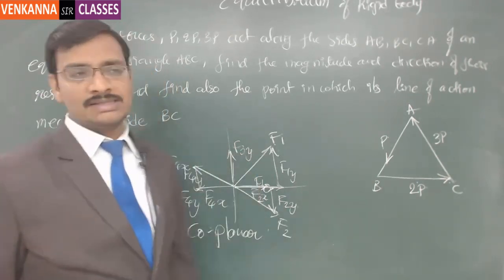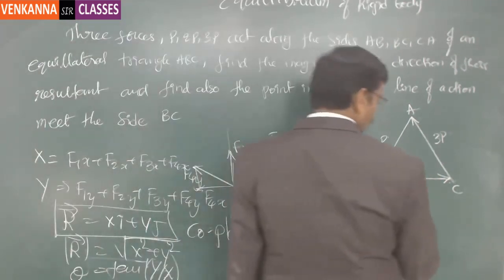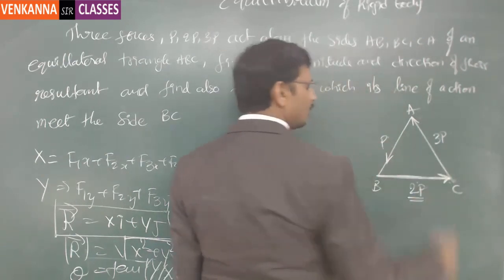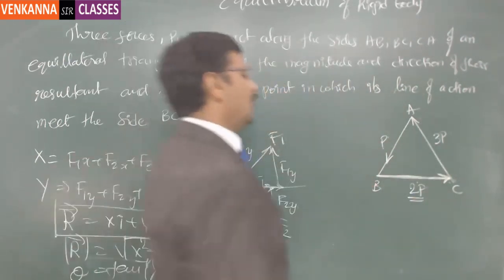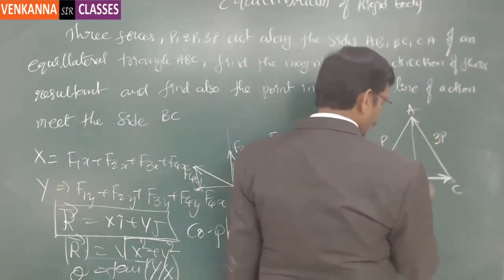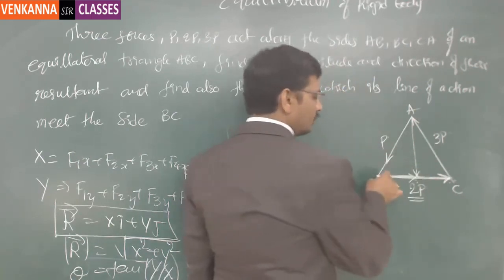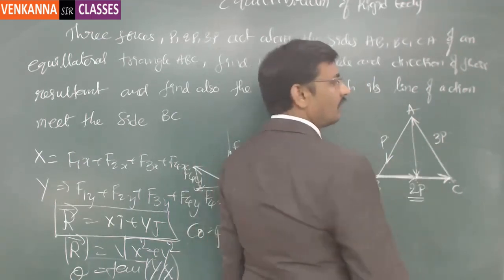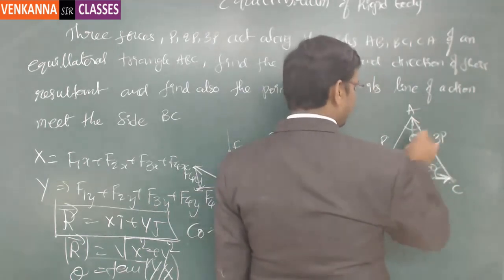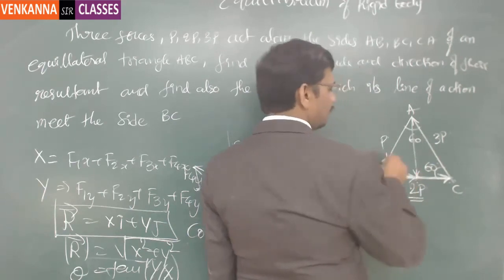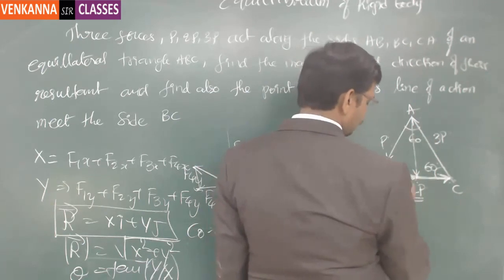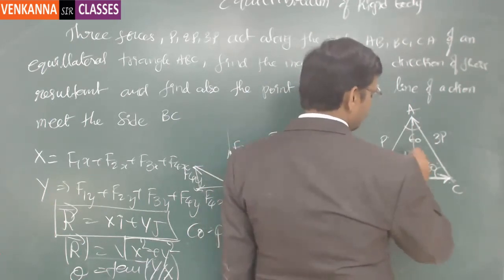Now here also we will do exactly the same thing. This is the horizontal force, only in the horizontal direction, with a magnitude of 2P. And this vector I will divide into the horizontal component and the vertical component. This is an equilateral triangle that has been given, so this angle will be 60 degrees, this will be 60 degrees and this will be 60 degrees. Obviously this angle is 60, so this will be P cos 60 and this is P sin 60.